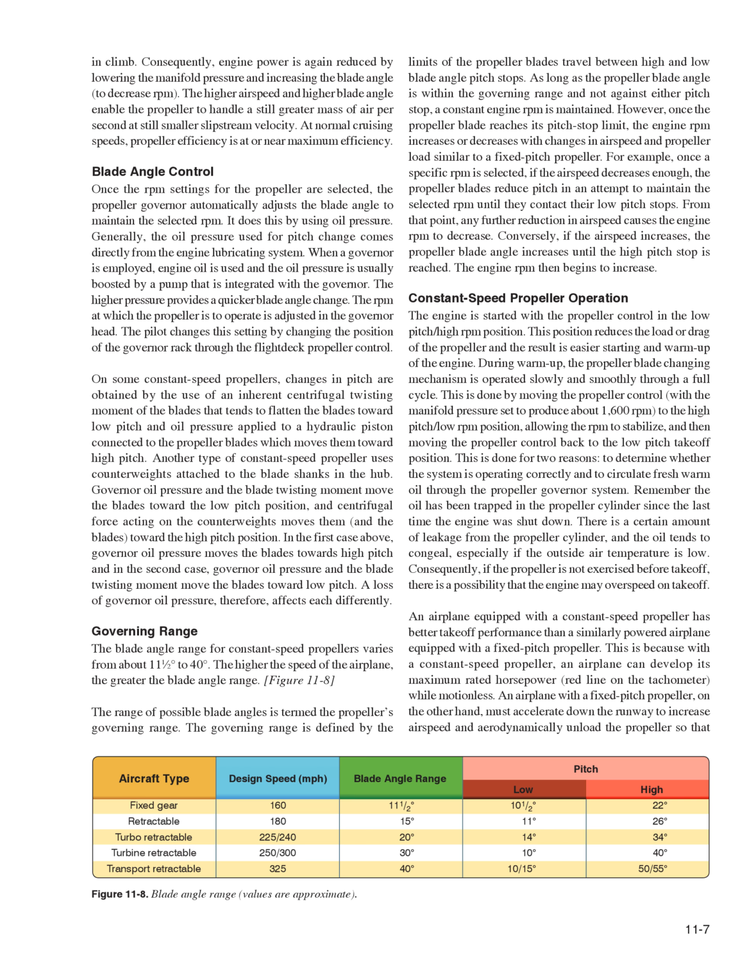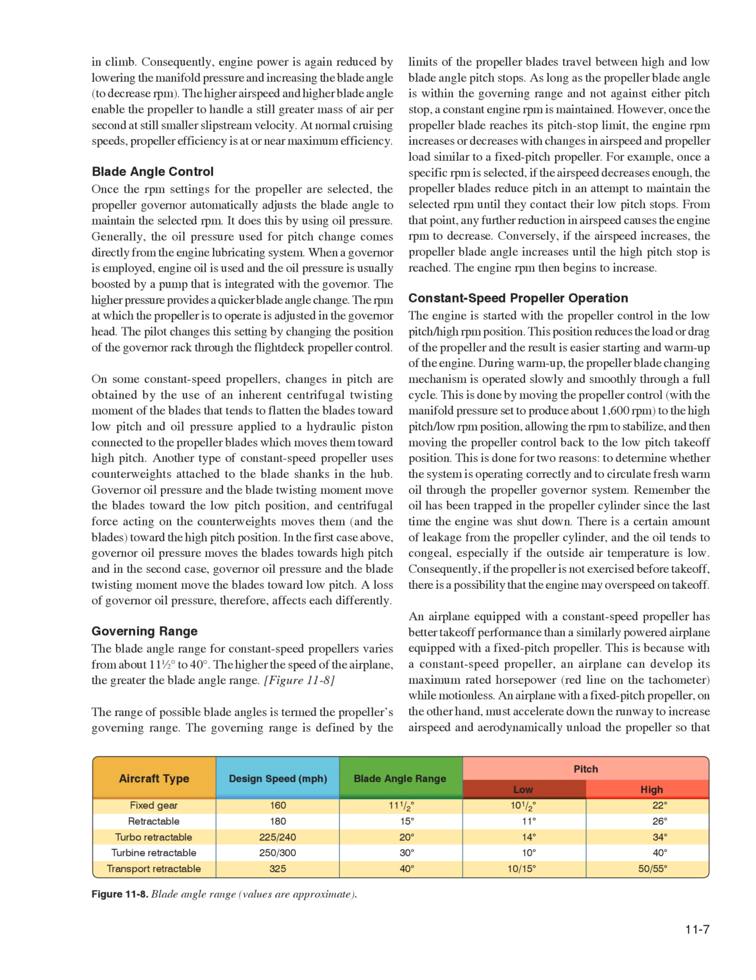Blade angle control. Once the RPM settings for the propeller are selected, the propeller governor automatically adjusts the blade angle to maintain the selected RPM. It does this by using oil pressure. Generally, the oil pressure used for pitch change comes directly from the engine lubricating system. When a governor is employed, engine oil is used and the oil pressure is usually boosted by a pump that is integrated with the governor. The higher pressure provides a quicker blade angle change.